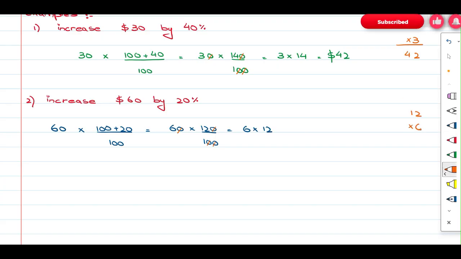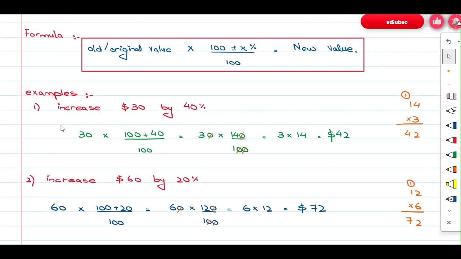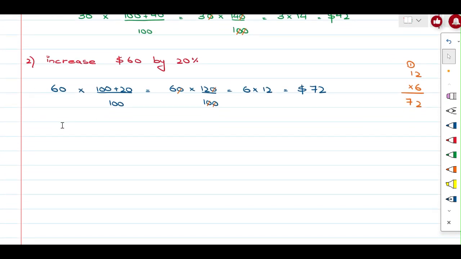12 with 6 times table. 6 times 2 is 12, 1 and 2. 6 times 1 is 6 plus 1 is 7. So the simplified answer is $72. So when you increase $60 by 20%, it is $72, right? You can see with the help of this formula, every increase and decrease question is very easy. Let's do one example with the decrease as well.